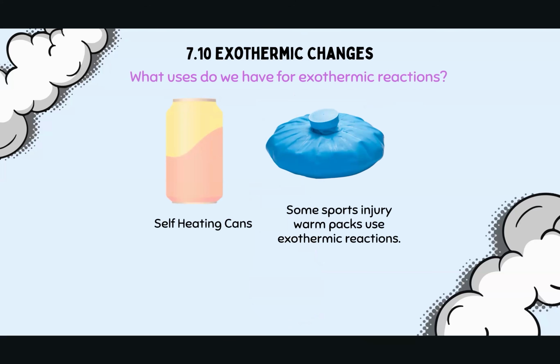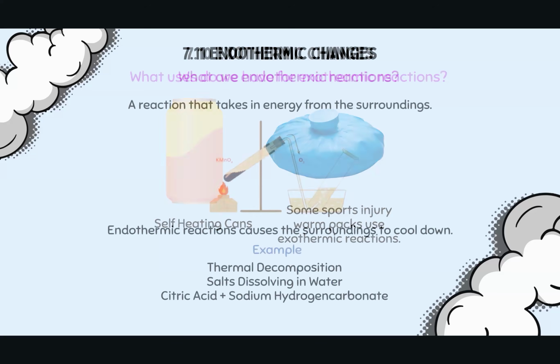We can have self-heating cans, which work in a similar way to hot heat packs. Some sports injury warm packs use exothermic reactions. So again, hand warmers, heat packs, that kind of stuff where you click a little button or you break something inside a packet and the reaction releases lots of heat energy.